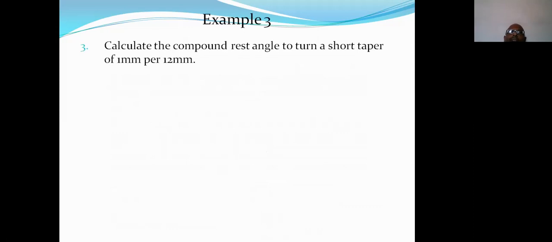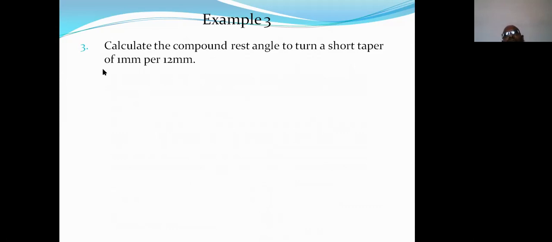Next, one more problem. Calculate the angle to turn a short taper of 1 millimeter per 12 mm. This is the ratio, 1 millimeter per 12 mm. That means whenever the length of the taper moves along 12 mm, the diameter changes 1 millimeter. That means if the length is 12 millimeter, the change in diameter is 1 millimeter. Half of the change in diameter means 0.5.